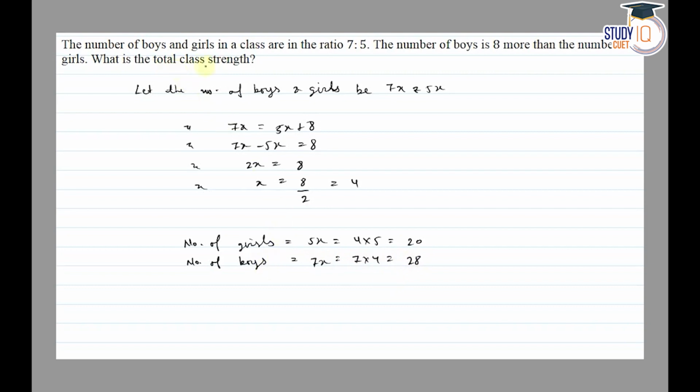Then total class strength, so total number of students will be 20 plus 28 is equal to 48.